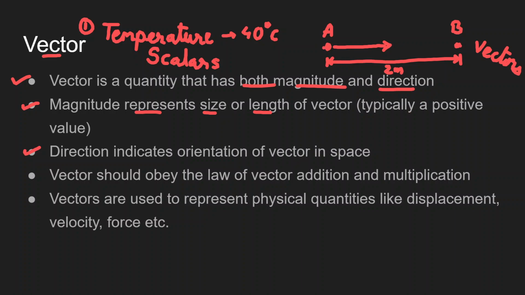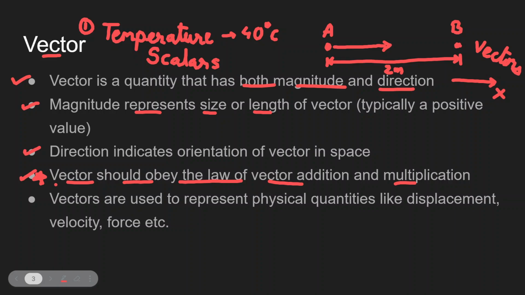Now suppose I take this axis as the x-axis, x coordinate. So the displacement from A to B is along the x direction. So this is the orientation of the vector in this space, in this coordinate system. Now this point is very important, that a vector should obey the law of vector addition and multiplication. Just if it has a magnitude and direction, is it a vector? The answer is no. Because just take an example.